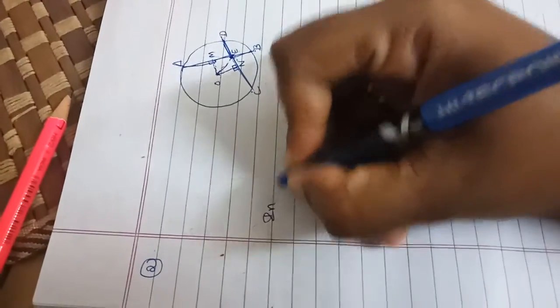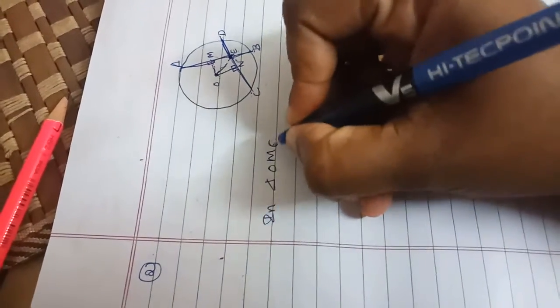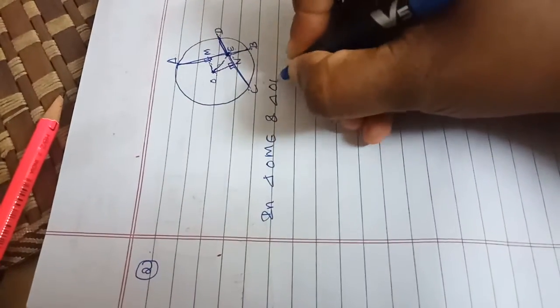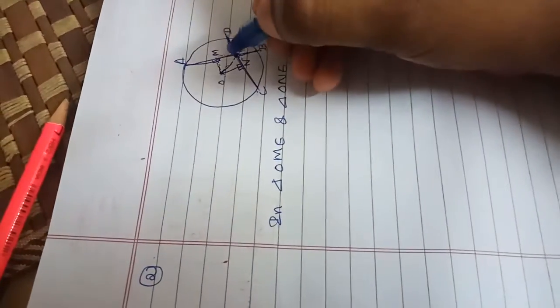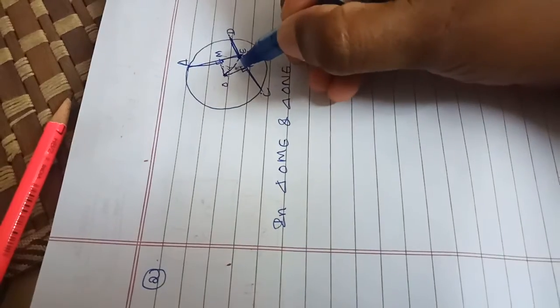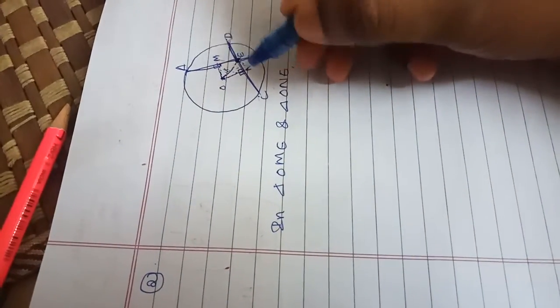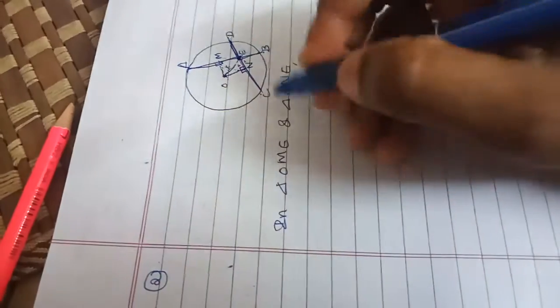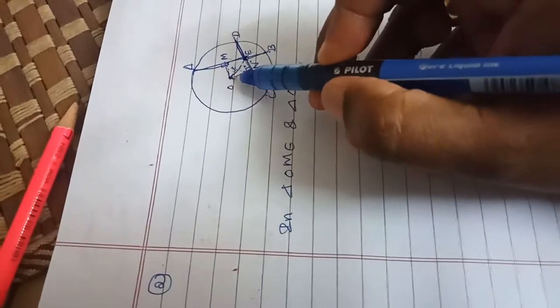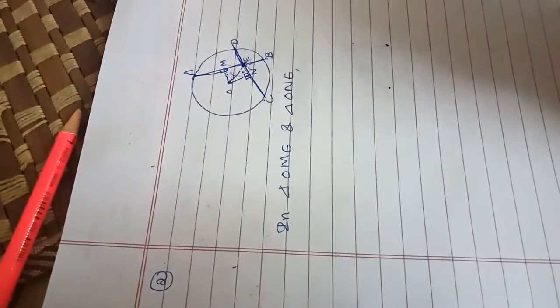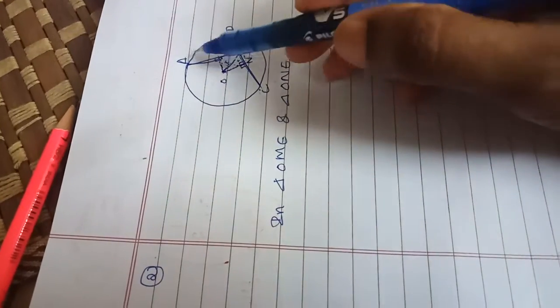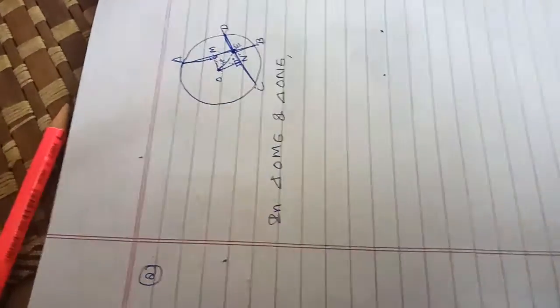So next I am taking in triangle OME and triangle ONE. Which are the triangles? OME, this one, and ONE, this one. Okay, I am going to prove these two triangles are congruent. Easily we can prove here because OM equals ON, because these two chords are of equal length, correct?